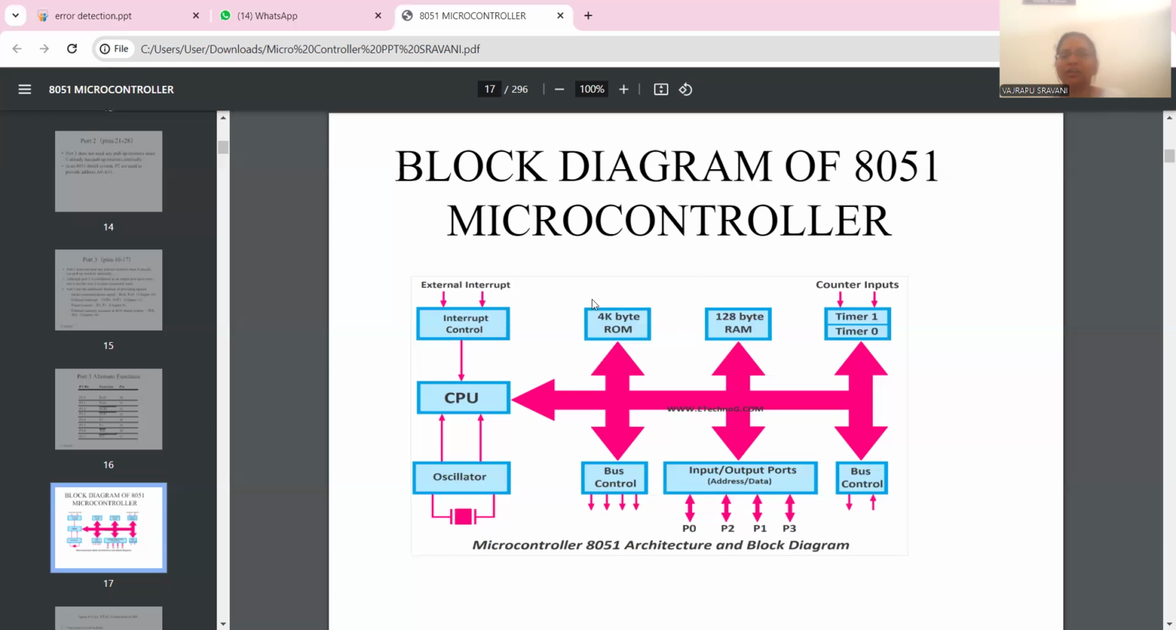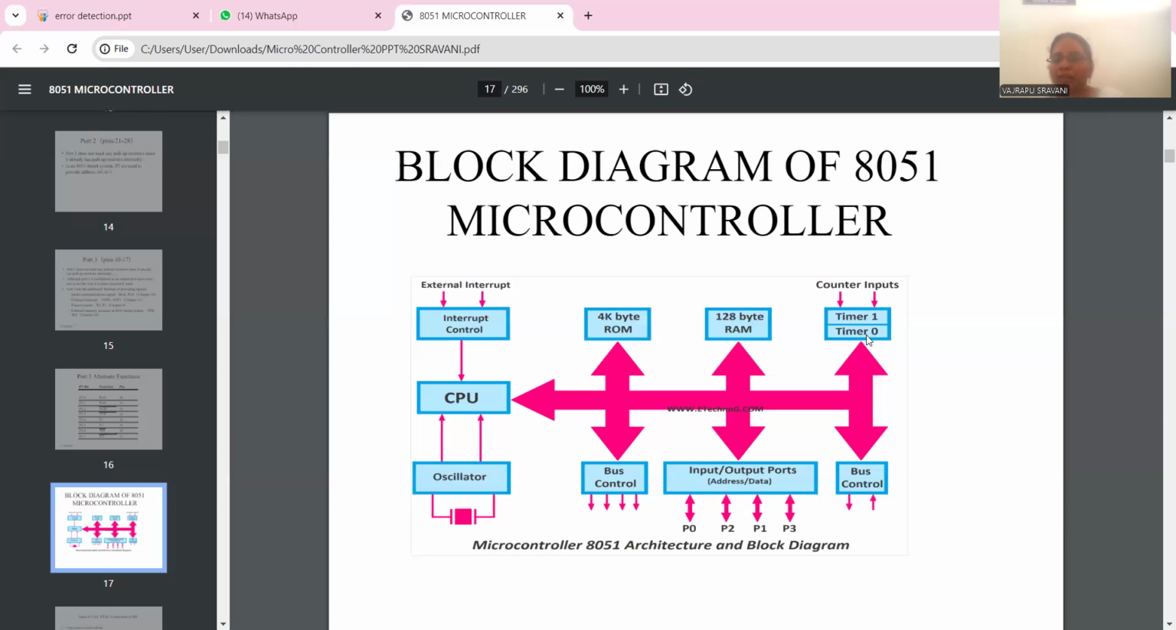I already told you that the microcontroller follows the Harvard architecture, which means it has a separate program memory as well as a separate data memory. Program memory is permanent memory, read-only memory, and temporary memory is RAM, random access memory. The ROM is 4 kilobytes of on-chip ROM and the RAM is 128 bytes of RAM. These are all present in a single silicon chip. Whenever we need, we can extend up to 64 kilobytes of ROM as well as 64 kilobytes of RAM.